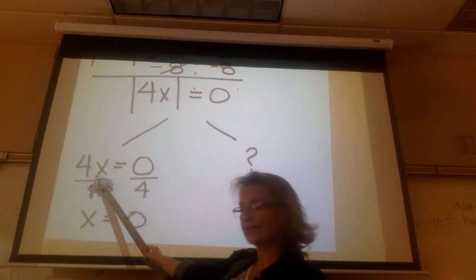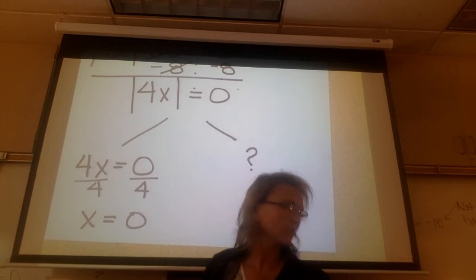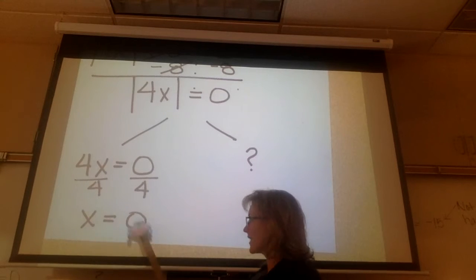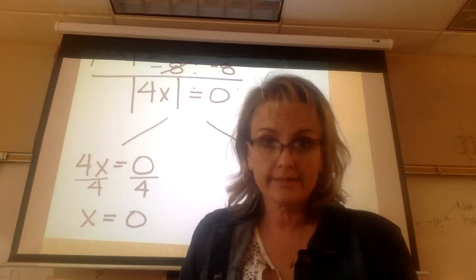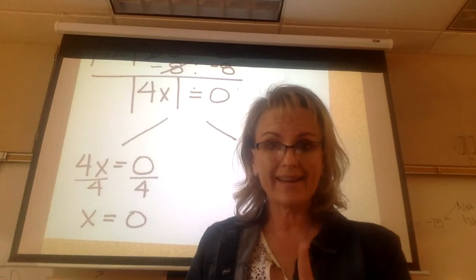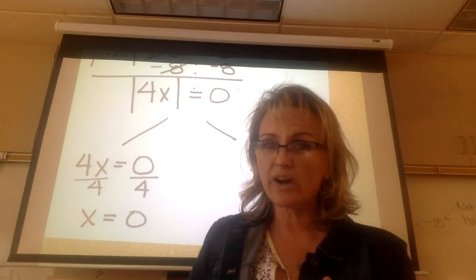So I'm going to go ahead and solve it by dividing by 4. When I do that, I come up with x equals 0. There is no negative case for 0. So I only get one answer. And that's okay. We've seen that a couple times before, but we haven't really talked about it.